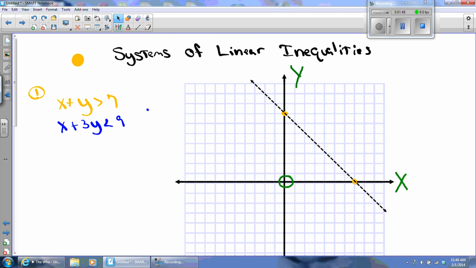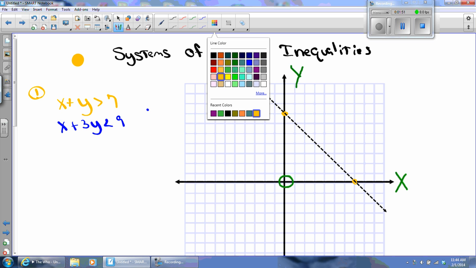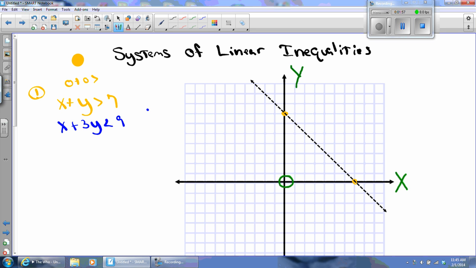Now I'm going to do my test point. So I'm going to plug in the origin. I am allowed to plug in the origin. So I'm going to get 0 plus 0 greater than 7. Is that true? That is false, ladies and gentlemen. False, I tell you. So I will shade everything over here.